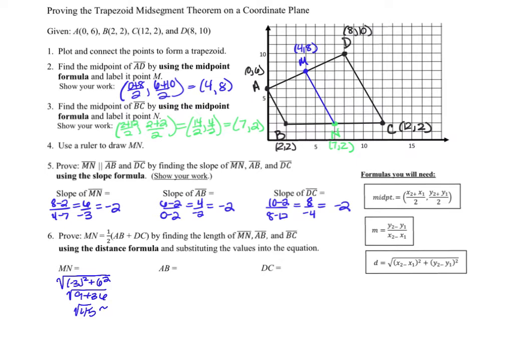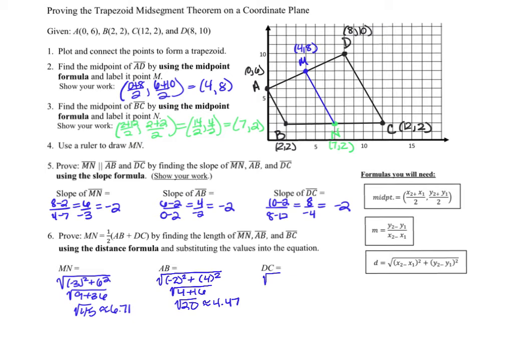That is approximately 6.71. Now let's find the distance of AB. We're going to take the difference of the x's, which was -2, square it. Take the difference of the y's, which was 4, square it. That's going to give me 4 plus 16, which is the square root of 20. The square root of 20 is approximately 4.47. Now let's find the distance of DC.